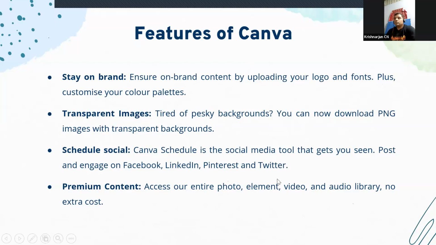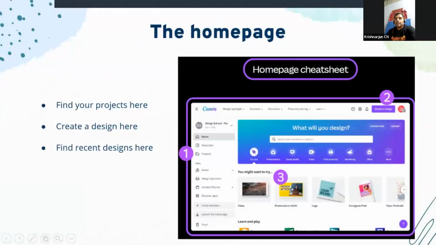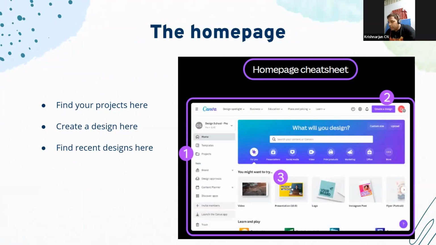Okay, so how to learn designing on Canva. Now you see the project section here. This is where all the projects you would have done will be visible. You can either use an existing project or you can start a new project. So click on create a design, and if you want to do a presentation, click on presentation. If you want to create a logo, click on logo.